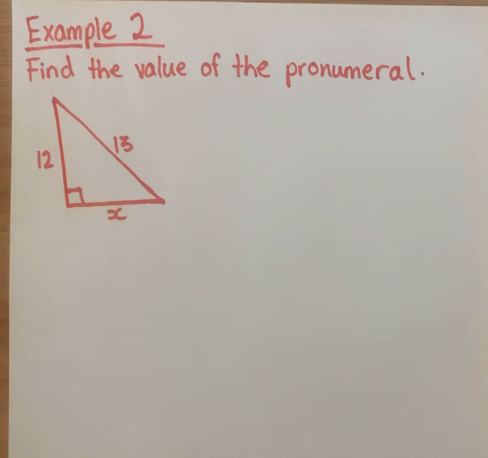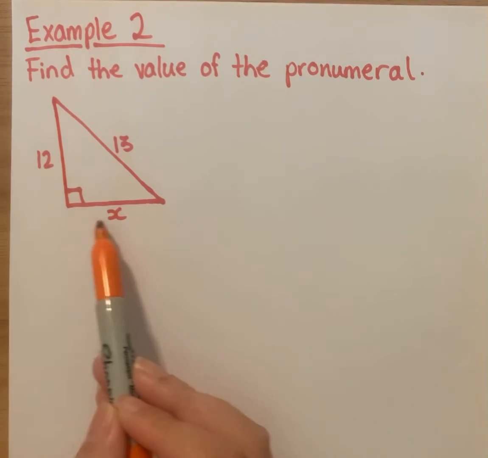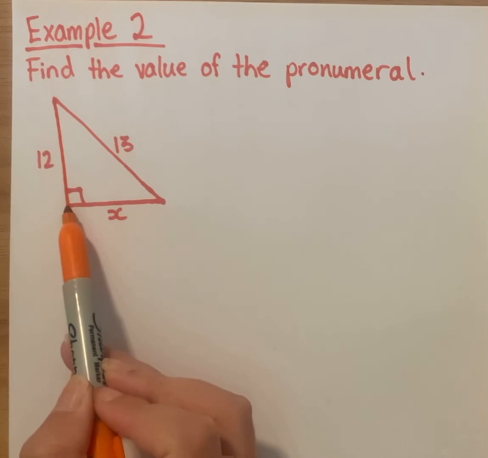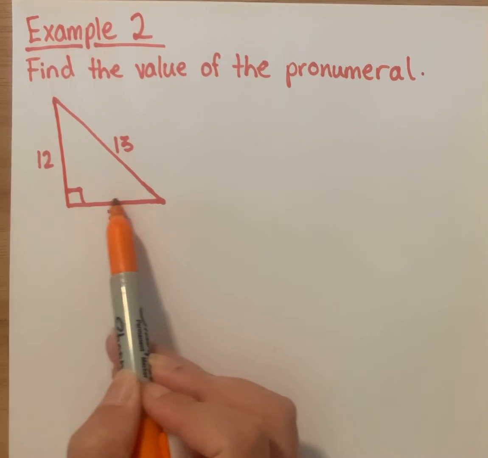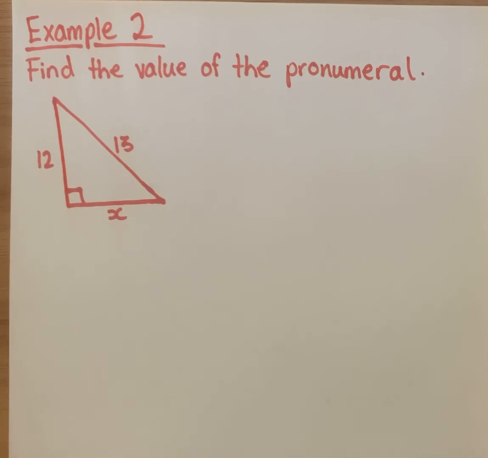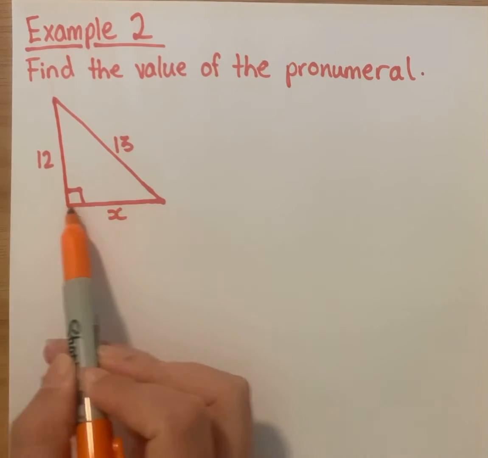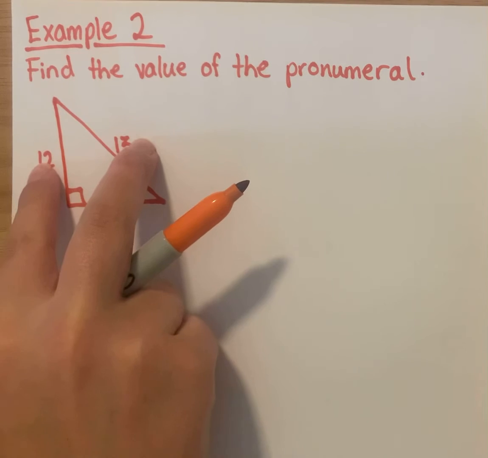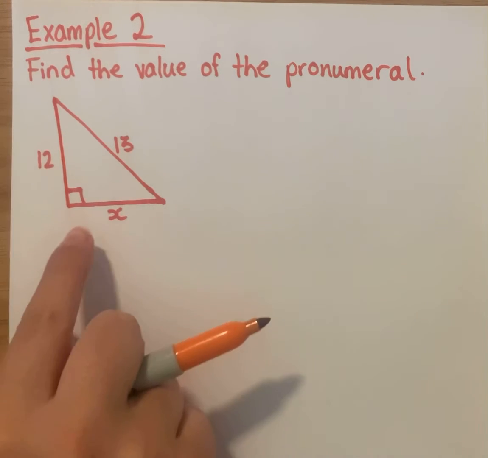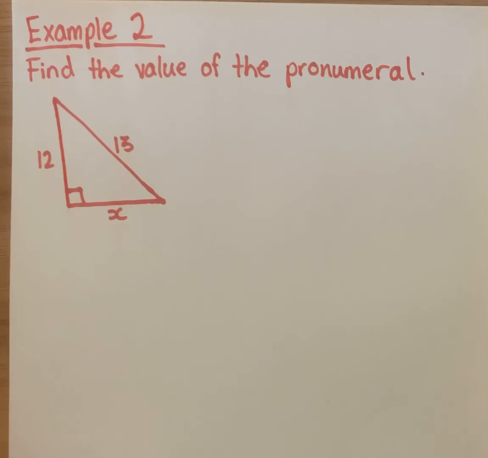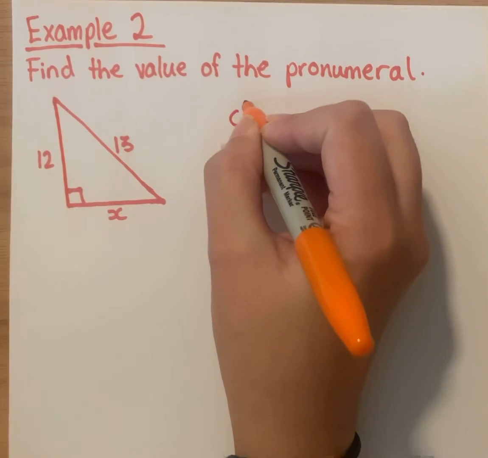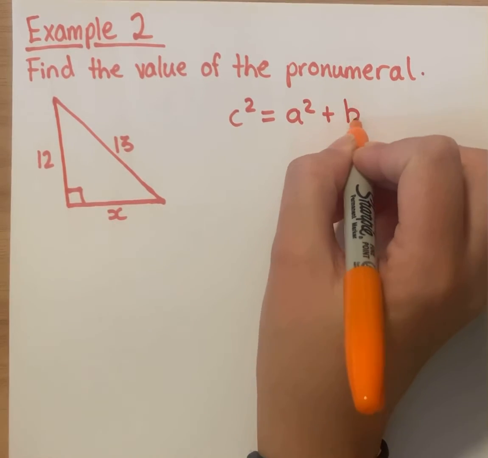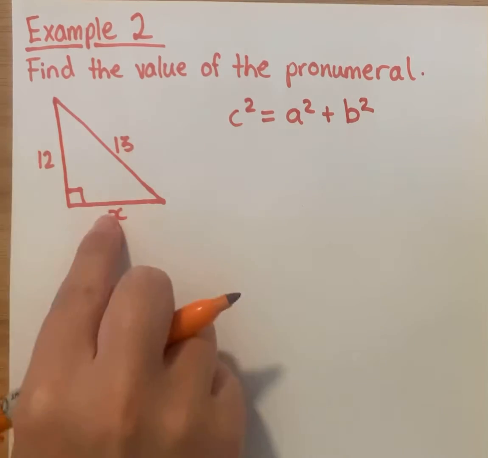So example 2 here, again it's asking us to find an unknown side. It says find the value of the pronumeral, and you can see that the pronumeral is x here, and x represents the length of this shorter side. So instead of finding the hypotenuse, this time it's asking us to find the shorter side. But it's all right because they've still given us the other two sides. And whenever they give us two sides in a right angle triangle and ask us to find the missing side, we know we can use Pythagoras, because Pythagoras is an equation that ties all the sides of a right angle triangle together.